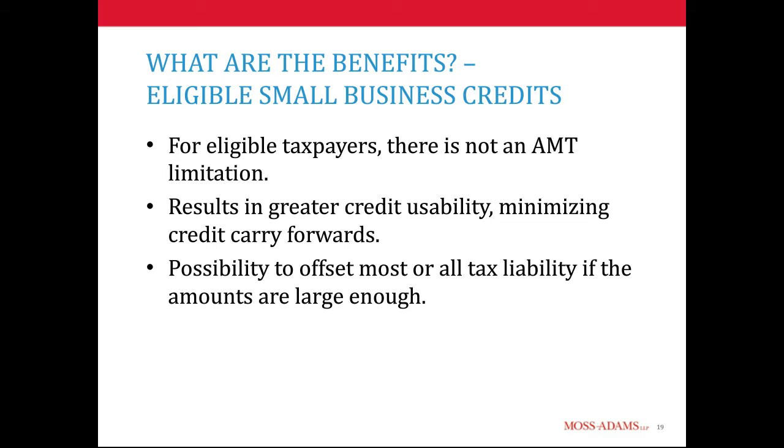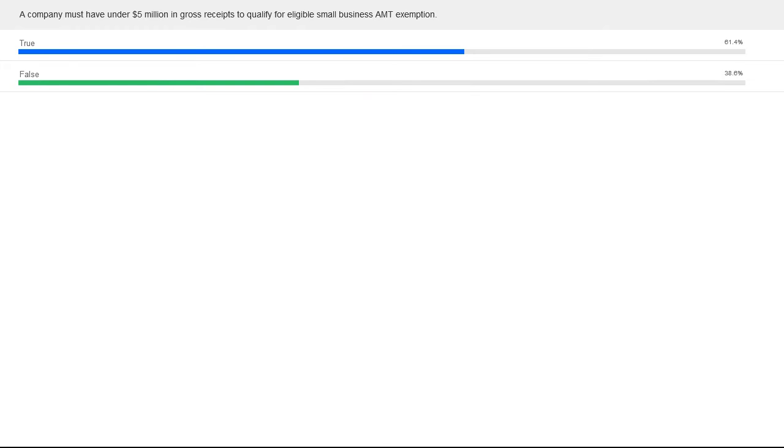Okay, let's see the results. And the answer to that one is actually false. The $5 million threshold is for the payroll tax credit. The eligible small business credit is a $50 million threshold. So big difference there, but it's been a common question that we are getting.